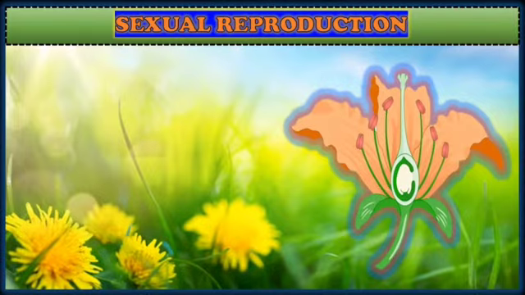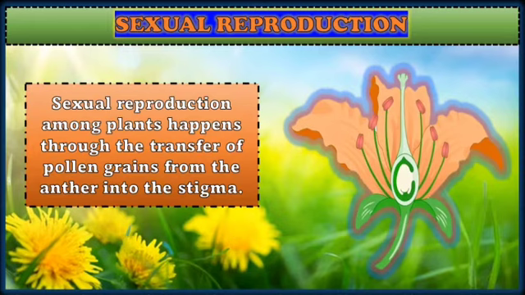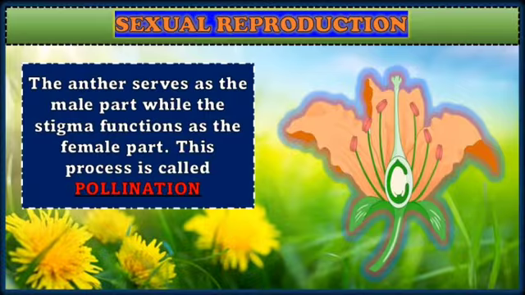So what is sexual reproduction? Sexual reproduction among plants happens through the transfer of pollen grains from the anther to the stigma. As we've learned a while ago, kukuha muna siya dun sa anther, yung mga pollen grains, tapos masushoot dun sa stigma. That is sexual reproduction. In sexual reproduction, the anther serves as the male part while the stigma functions as the female part. This process is called pollination.